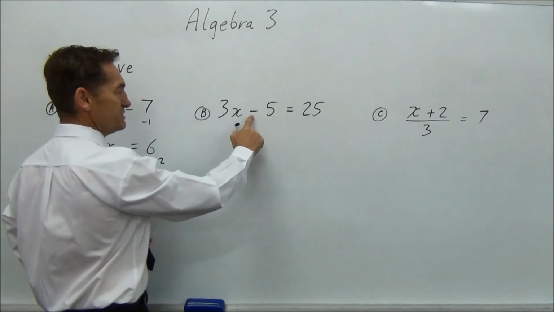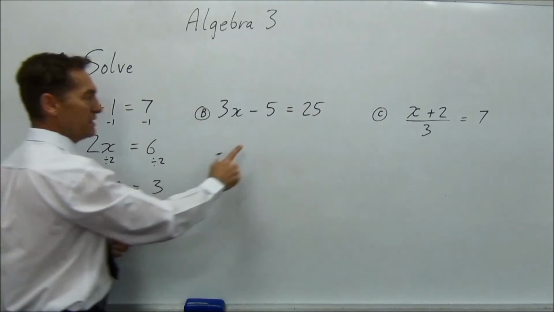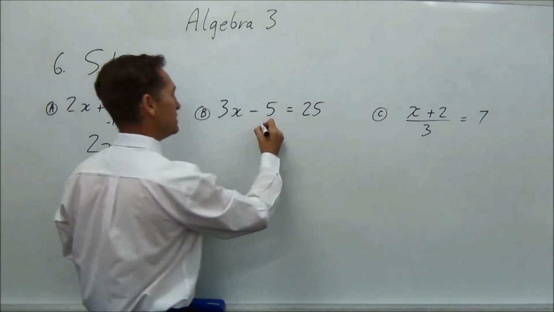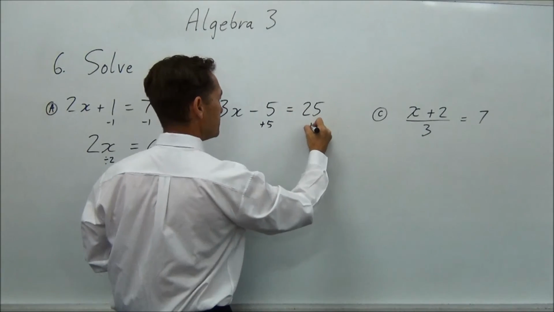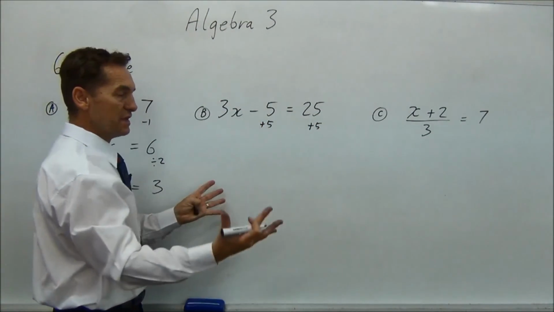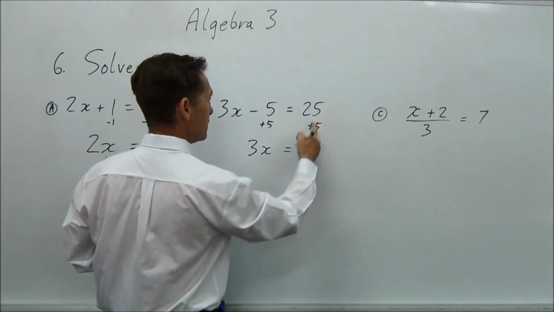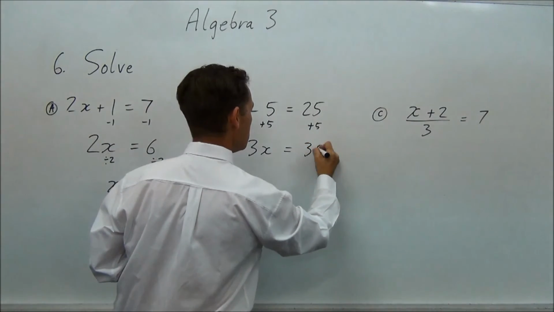Same sort of thing, except this time I've got minus 5. Here I had plus 1 and I subtracted. Here I've got minus 5, so I'm going to add. Plus 5, plus 5. Okay? Minus 5 plus 5 is nothing. Again, I've got nothing on this side except the 3x. 25 plus 5 is 30.